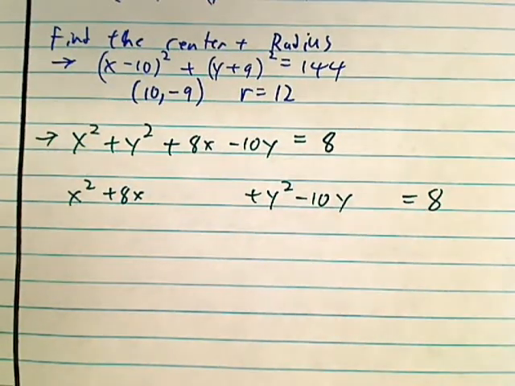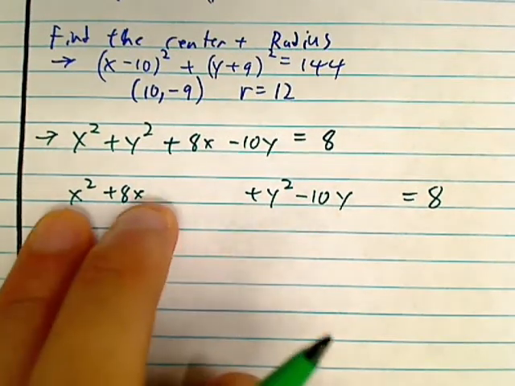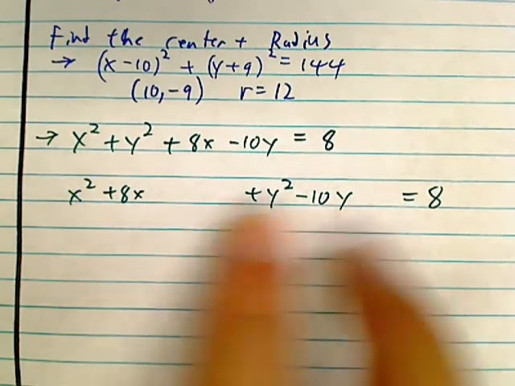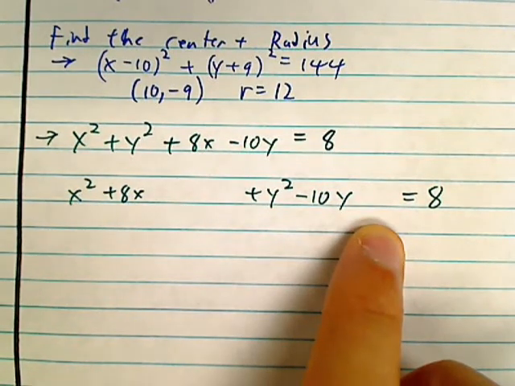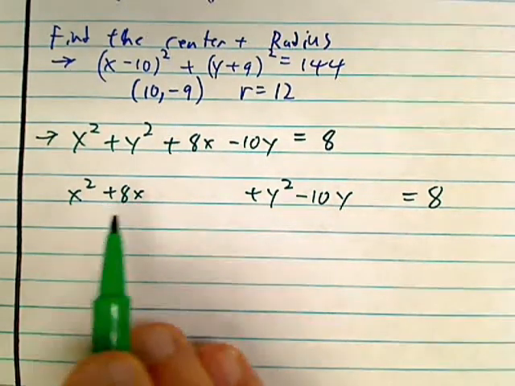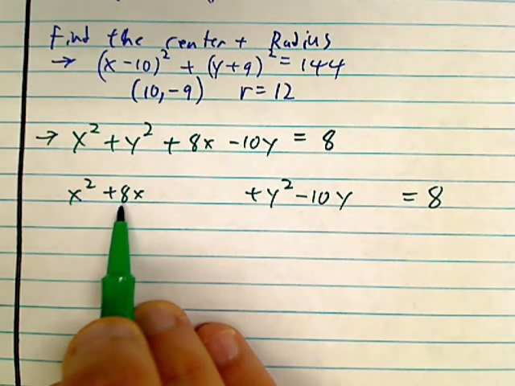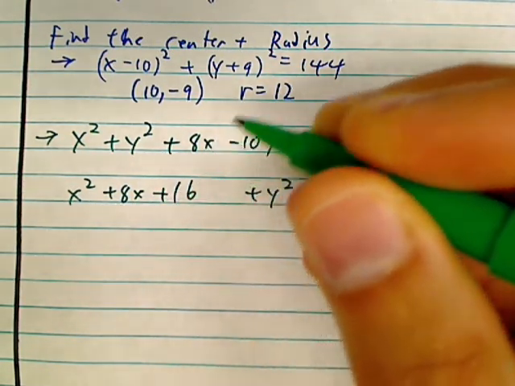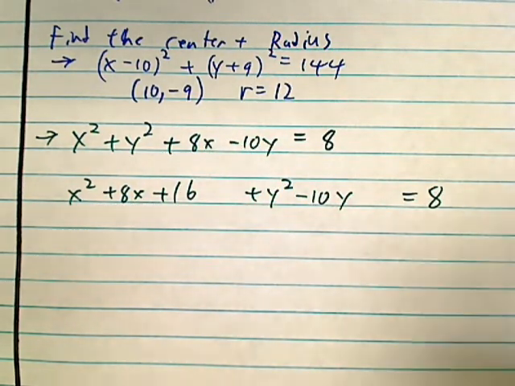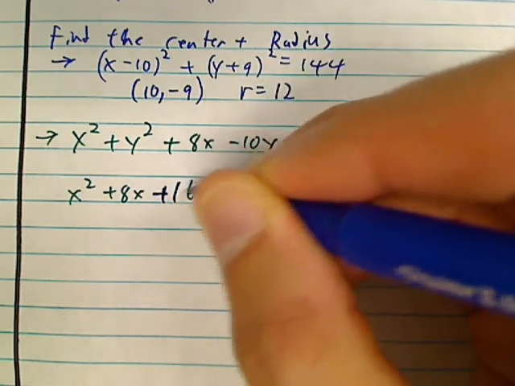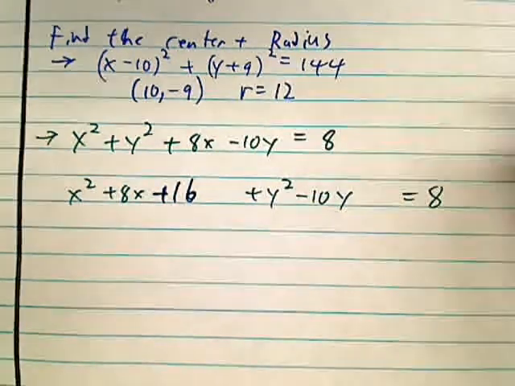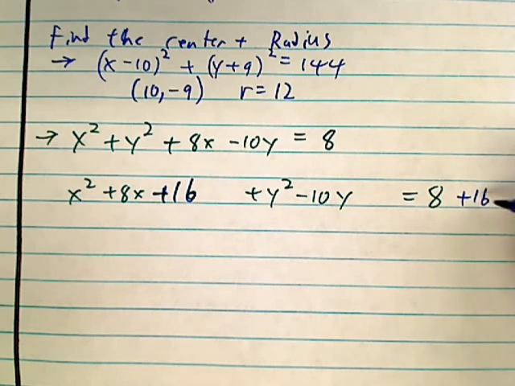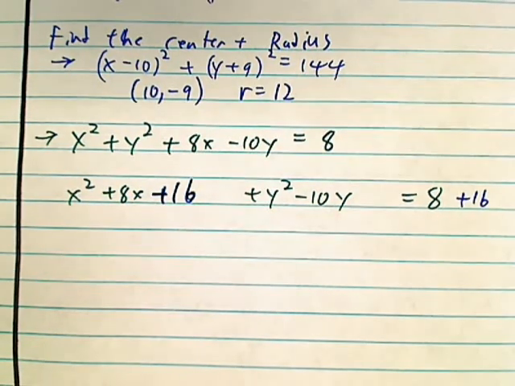Now, you can see I organized this a little bit. I got my x's together and then I left some room. I got my y's together, and then I left some room. We're going to do that old mantra, divide by 2 and square it, divide by 2 and square it. Divide 8 by 2, well, that's 4, and then square it. Now, unlike with the other one, plus 16, I'm just going to do it on the other side. It's easier to do that here. Okay, so I had a plus 16 on the other side.